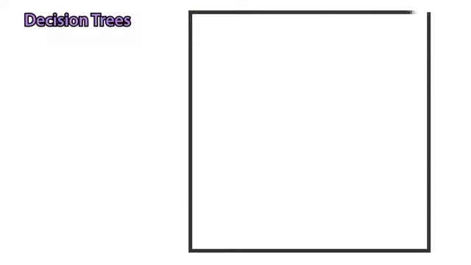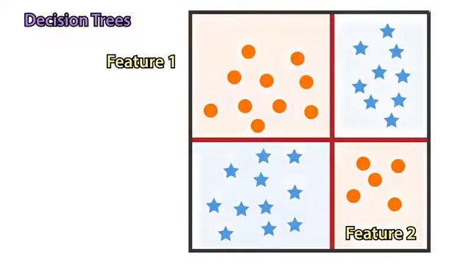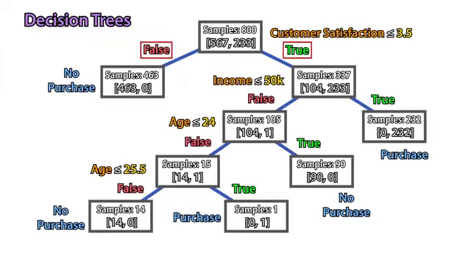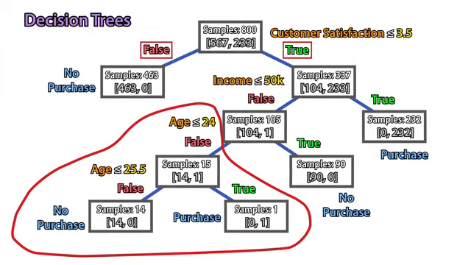Decision trees achieve a non-linear decision boundary by using rectangular regions in the feature space. Additionally, no data scaling is needed. However, they can easily overfit the training data if they grow too deep.